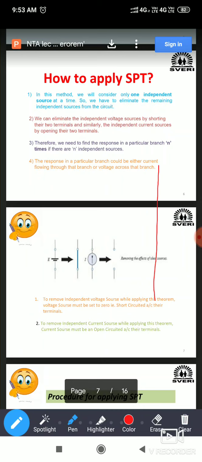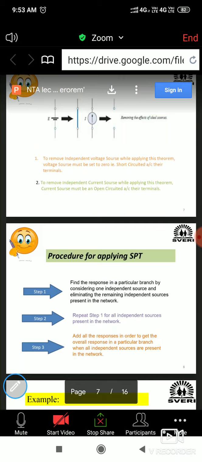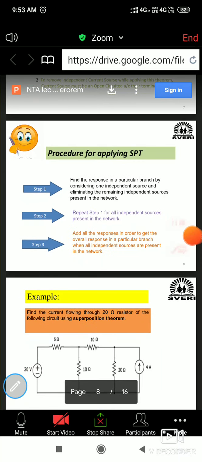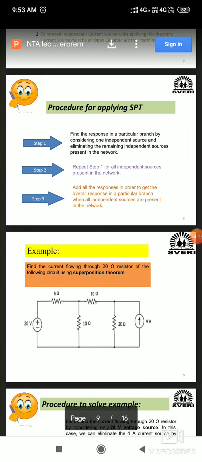Now next one. So procedure here. Okay, now procedure here, there are 3 steps. So first step is find the response in a particular branch by considering one independent source and eliminating the remaining independent sources present in the network. So how to eliminate? By replacing short circuit and open circuit according to the types of sources.